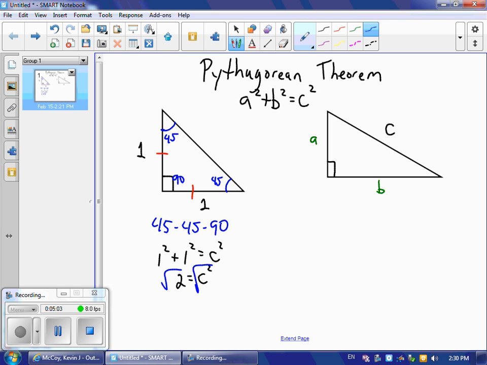The square root of c squared is c, and the square root of 2 is a decimal approximation, so we're going to leave it as an exact value of square root of 2. That's our missing side.